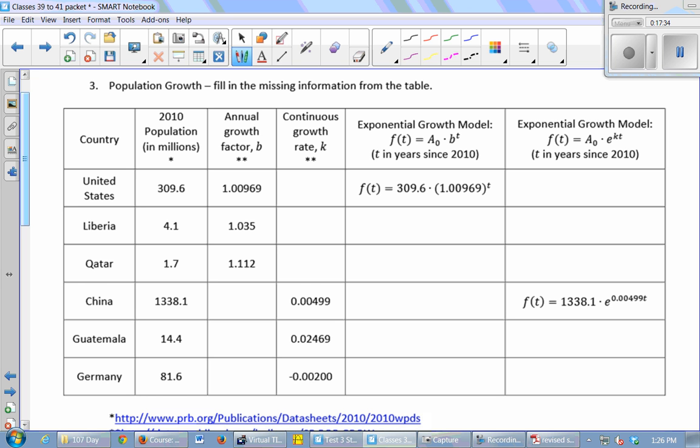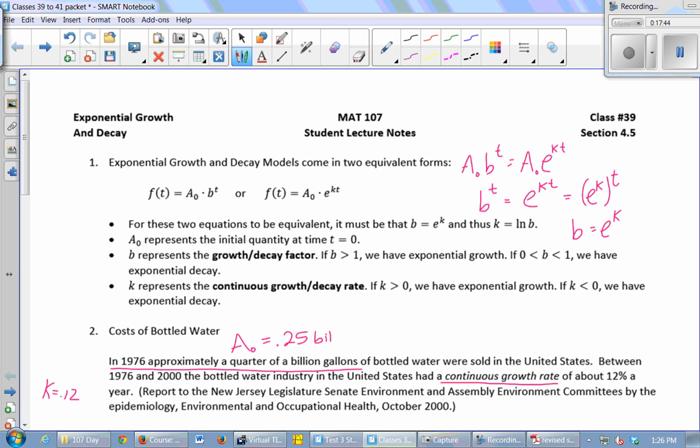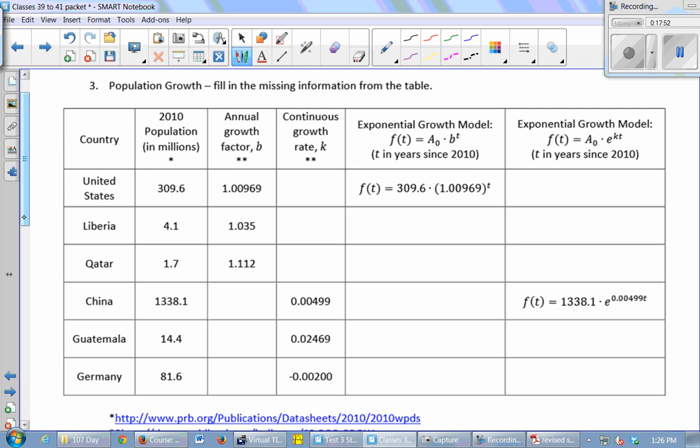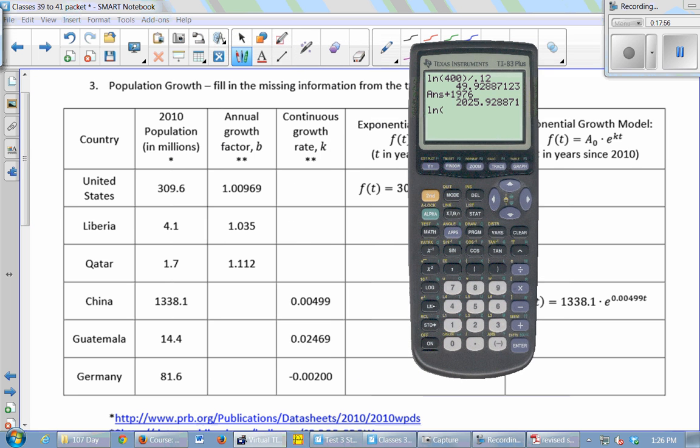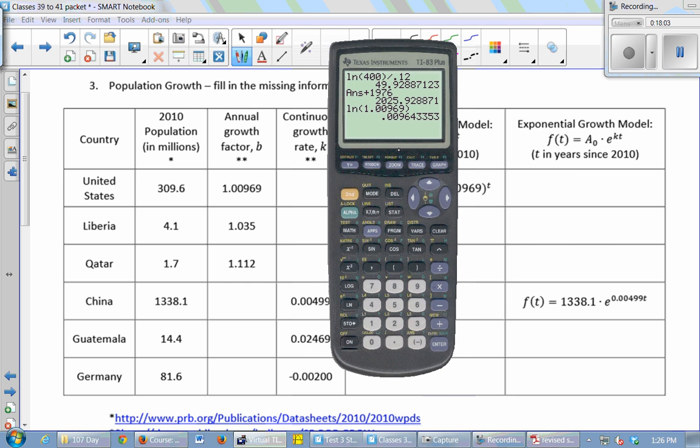If I wanted to write down the exponential growth model that has e to the kt in it, I would have to change b to a k somehow. And then go back and say, oh, how are b and k related? Oh yeah, k is the ln of b. So if I know b, just take the ln of it and you get k. So I pull up my calculator, and I'm just going to hit the ln of 1.00969, and I get 0.00964.